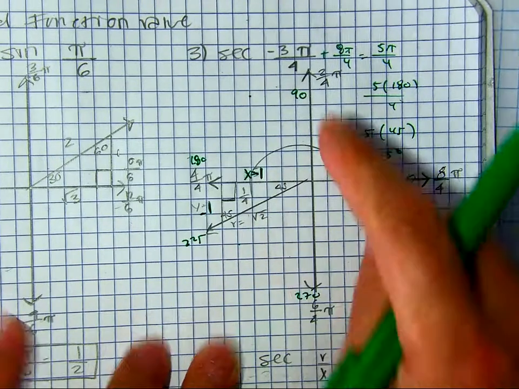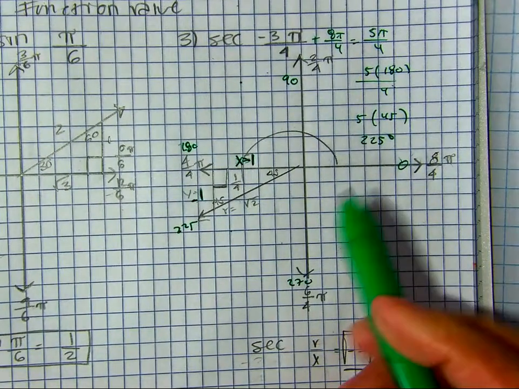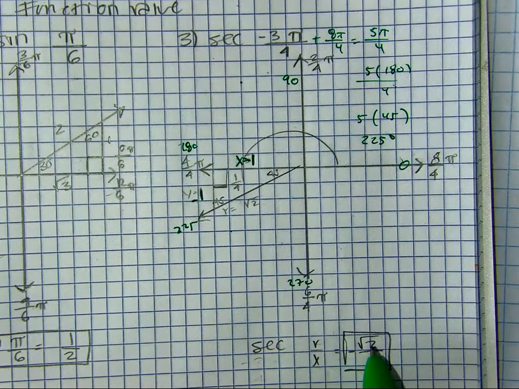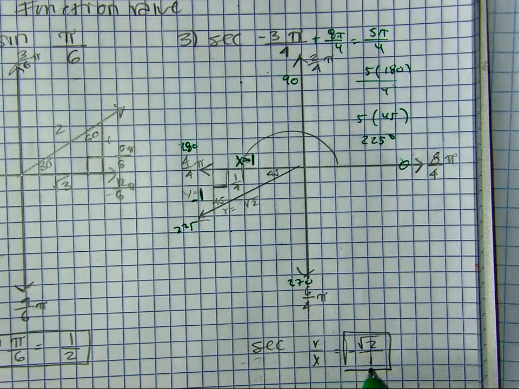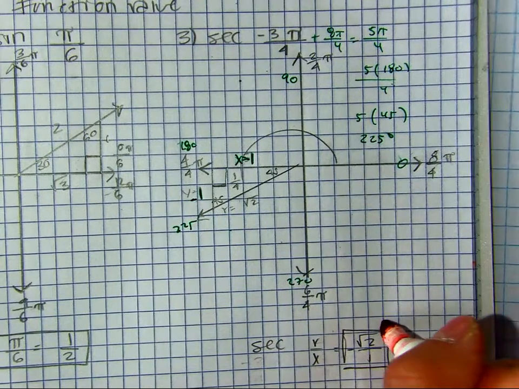You're finding secant. Secant is r over x, which is correct. So r is radical 2. X should be a negative 1, which is correct. And negative radical 2 is your final answer.